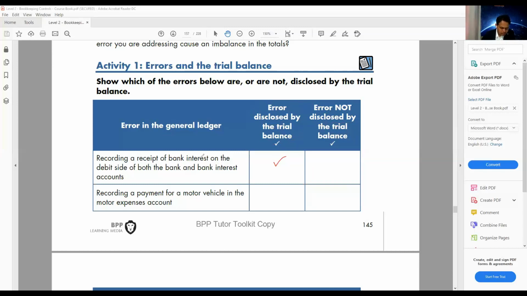Okay, the next one: recording a payment for a motor vehicle in the motor expense account. What do you think? You're writing the expense, it is an error of principle. Very well done, Abdul. It will not be disclosed, of course, because both are debit, isn't it? Motor vehicle is also debit and motor expense is also debit. So I'm writing on the debit side, and my trial balance will not be affected. It will be balanced. Error not disclosed.